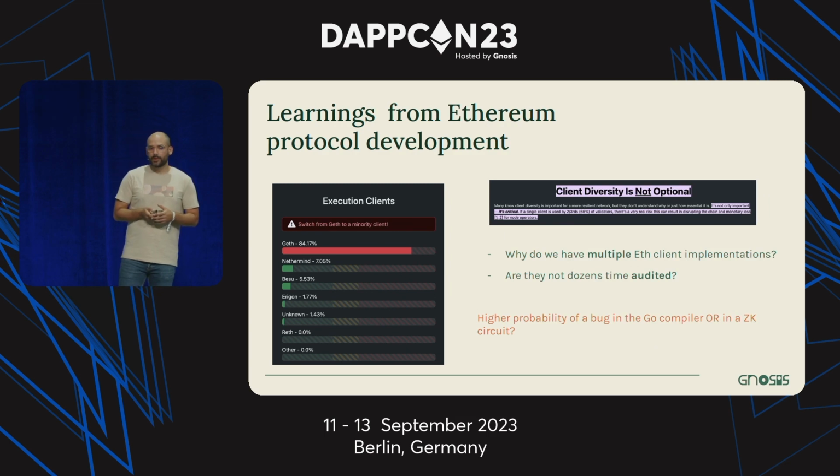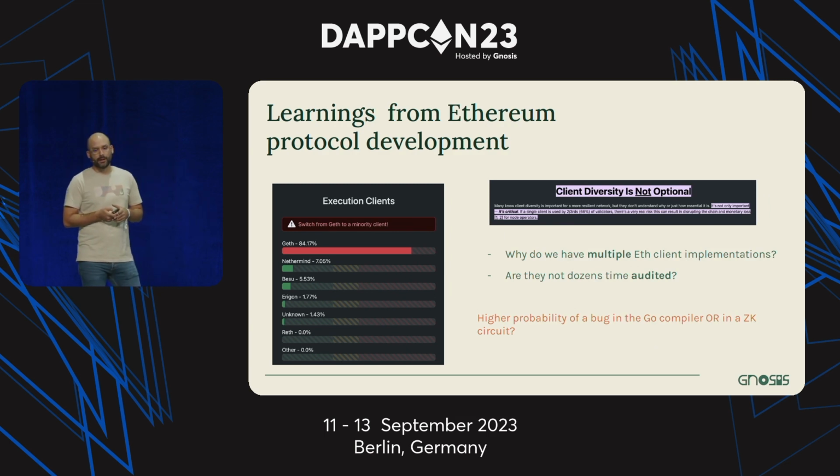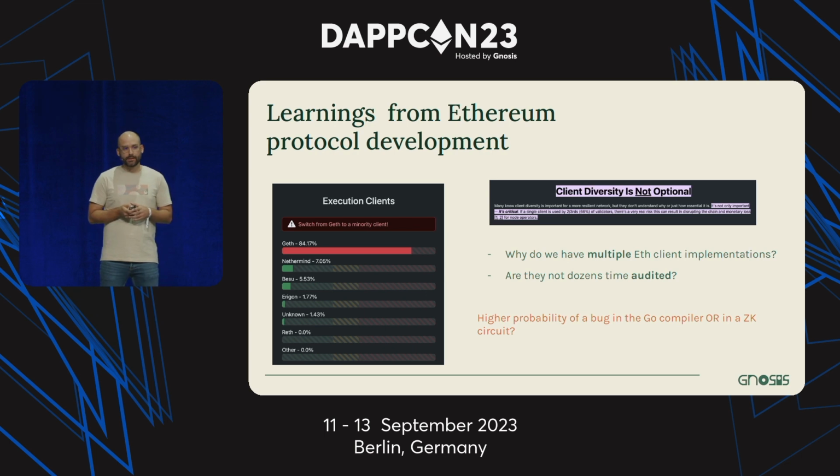Let's look also at some learnings from Ethereum protocol development. It's stated quite often that client diversity is not optional, right? So here are the consensus and execution clients. There are different implementations, right, in different programming languages. Why do we do that? Why do we need multiple implementations of the same protocol? And if there's just one, is it not dozens of times audited?